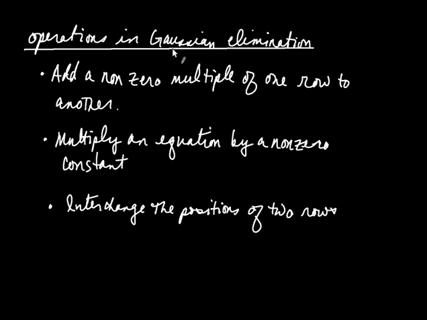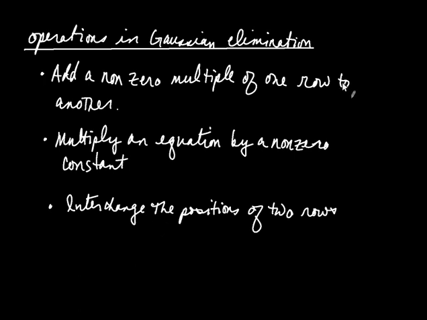So these are operations that we use in Gaussian elimination, and there are 3 of them. The first one is this. You can add a non-zero multiple of one row to another. In other words, you multiply one row by a non-zero number, and then you add it to another row. And then we replace one of the rows with that new combination, as we're going to see. A second option is that you can multiply an equation simply by a non-zero constant. And then finally, you can interchange the positions of 2 rows.